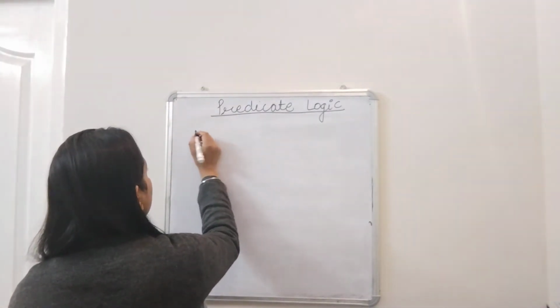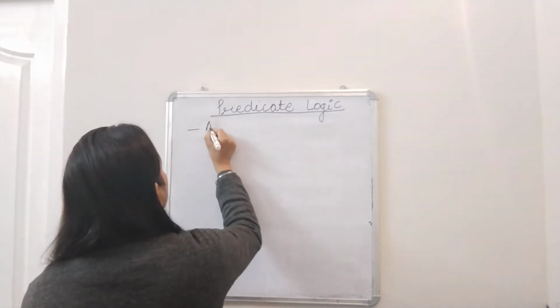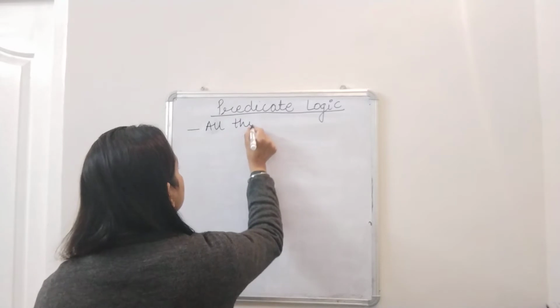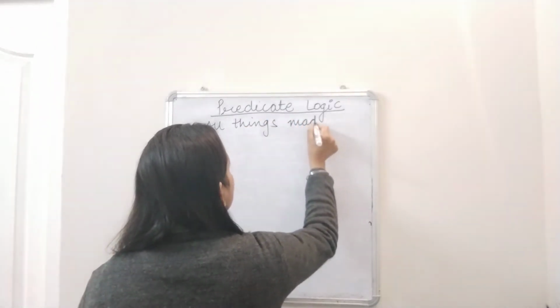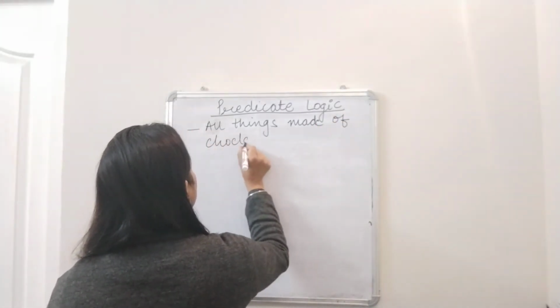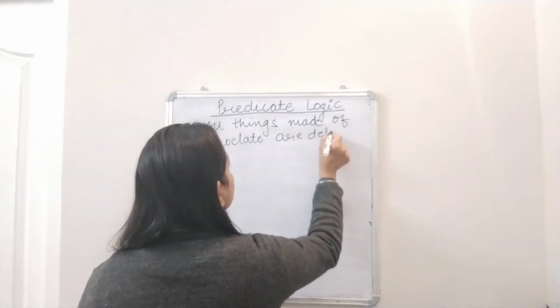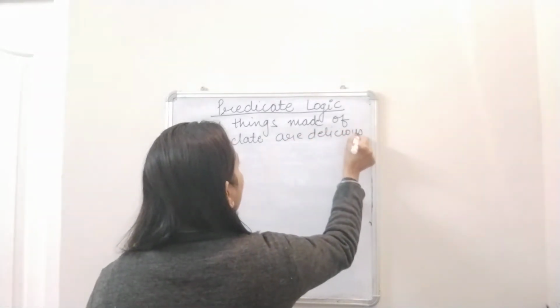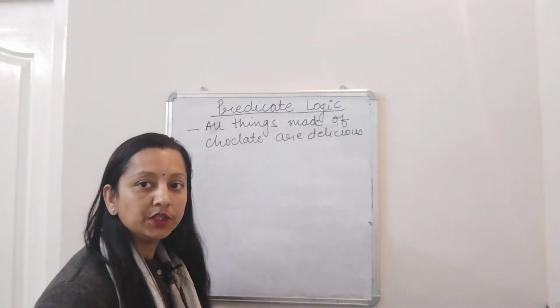Now if I say that all things made of chocolate are delicious. I say one statement that all things made of chocolate are delicious.